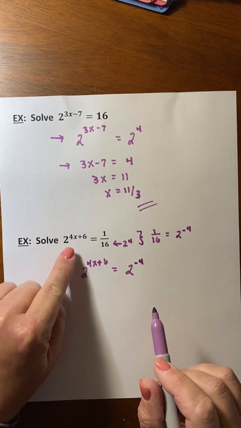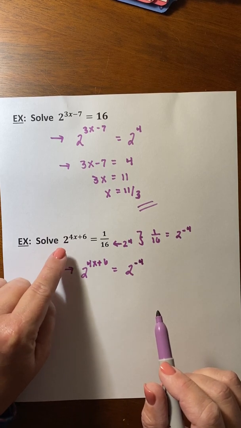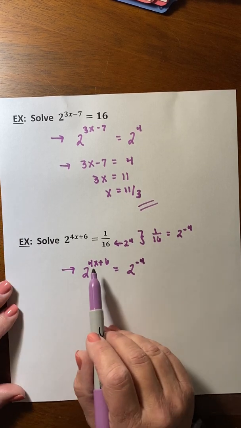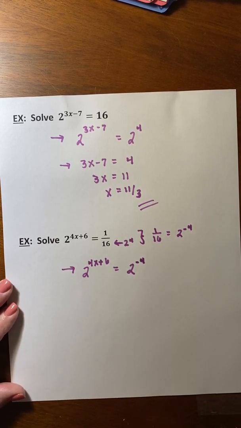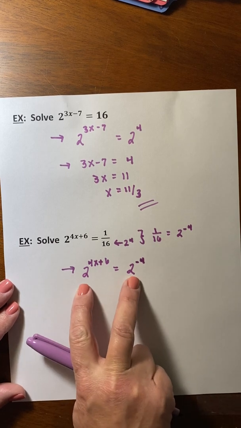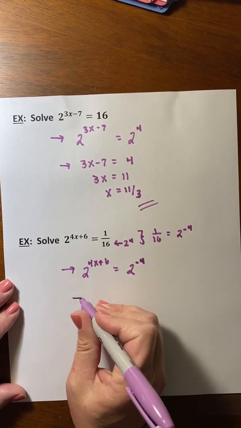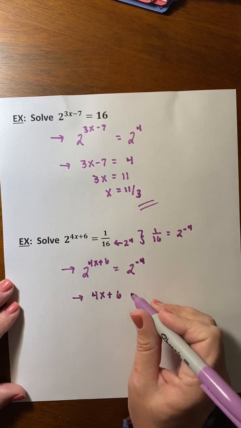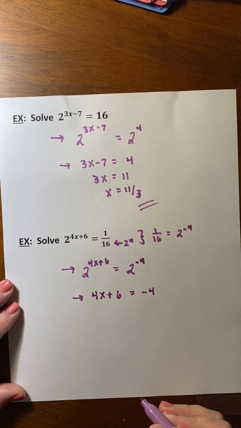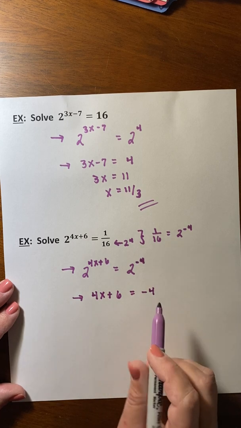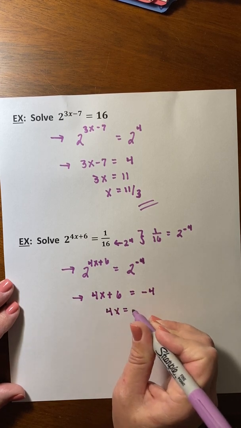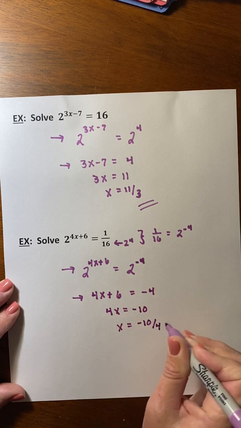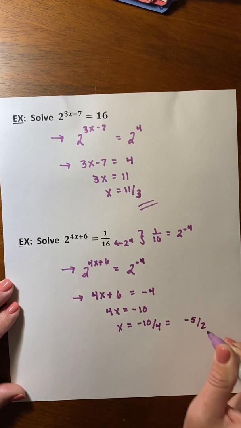So solving 2 to the power 4x plus 6 equals 1/16 is the same thing as solving 2 to the power 4x plus 6 equals 2 to the negative 4. Now that we have the same exact base, I can just set my exponents equal. The one-to-one property for exponents says that 4x plus 6 must equal negative 4. And then we solve for x. Subtract 6, we get 4x equals negative 10. Divide by 4, we get x equals negative 10 fourths. We simplify, that's negative 5 halves.